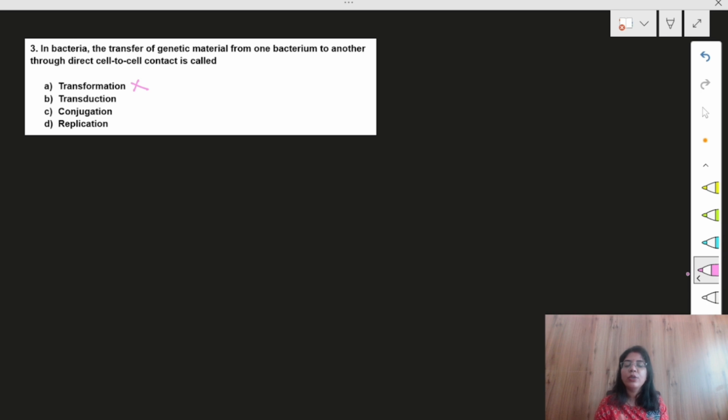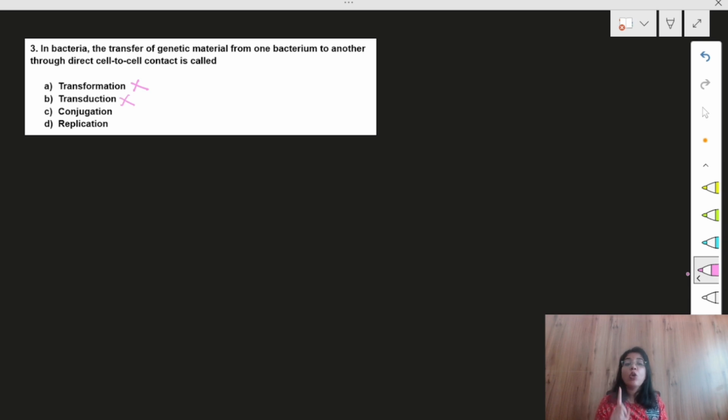Like, you all know that if you are ordering your favorite food, you make an order, and one person picks up the food and provides it to you. This kind of work is done here also. One bacteriophage virus takes the DNA from one bacterial cell and delivers it to another bacterial cell. Is there any cell to cell contact of bacteria here? No, right? That's why this also cannot be considered the correct option.